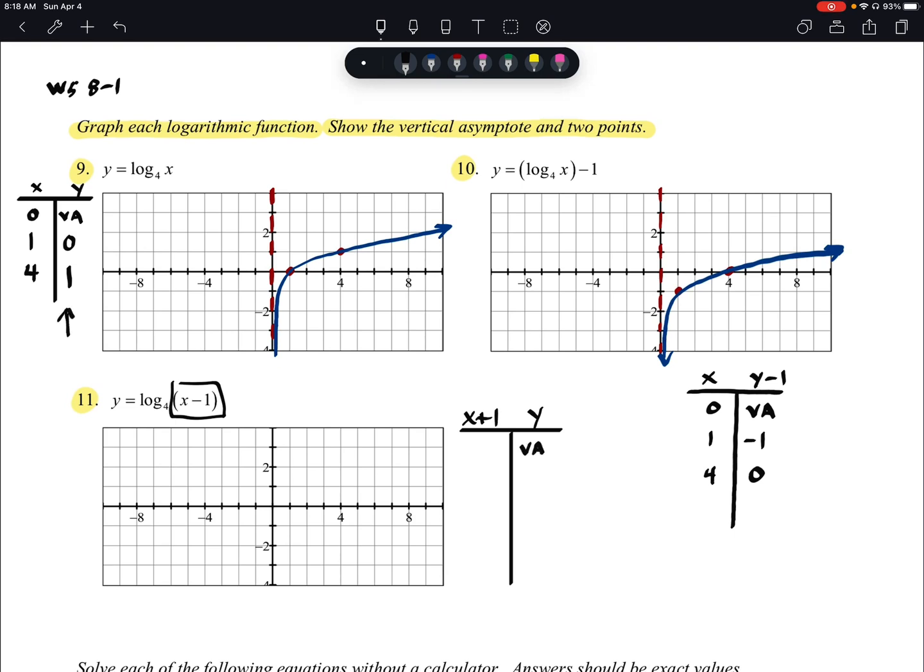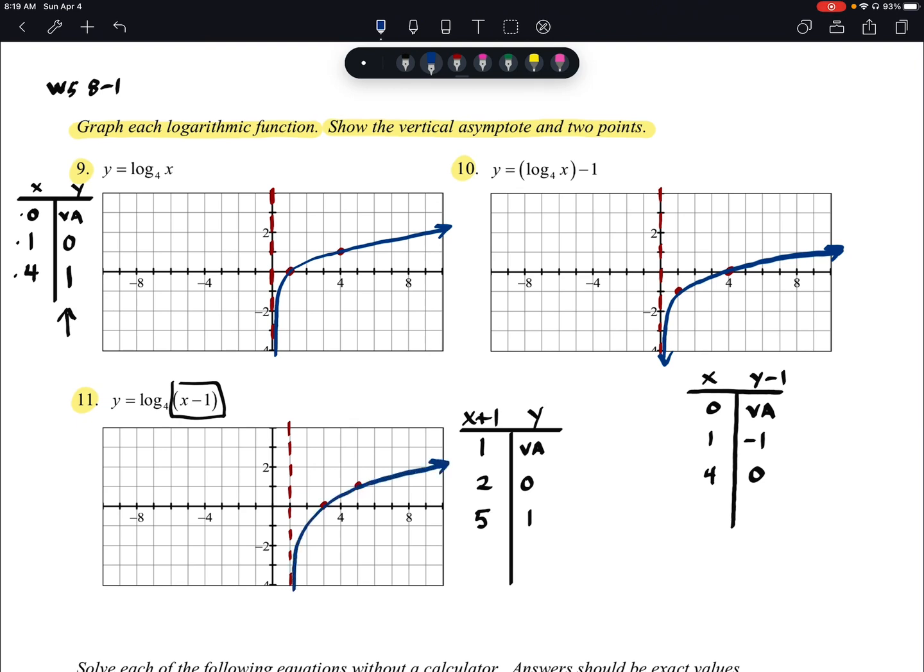Remember, you're looking at this table over here, not the problem number 10. Go from problem 9. So vertical asymptote, 0 and 1. And then when we do our x coordinates, our first one, 0 plus 1 gives us 1. 1 plus 1 gives us 2. And 4 plus 1 gives us 5. We'll draw in what we need here. So we'll put in our vertical asymptote where x equals 1. We have a point at 2, 0 and a point at 5, 1. And then we'll draw it in.